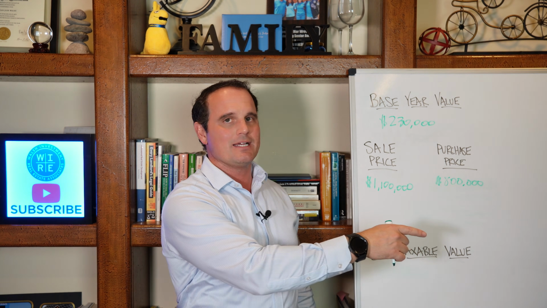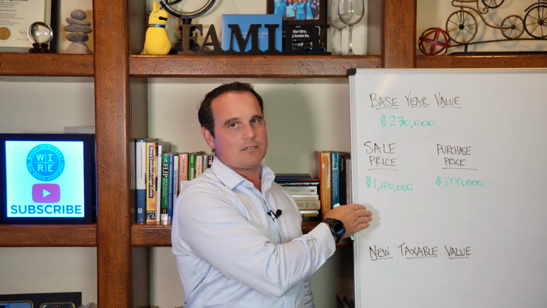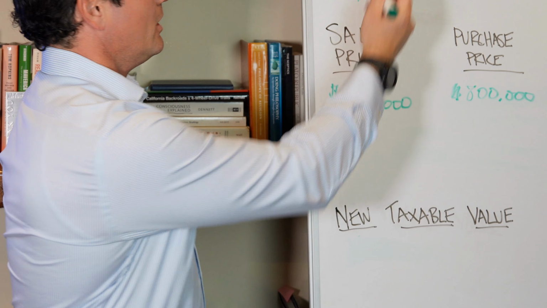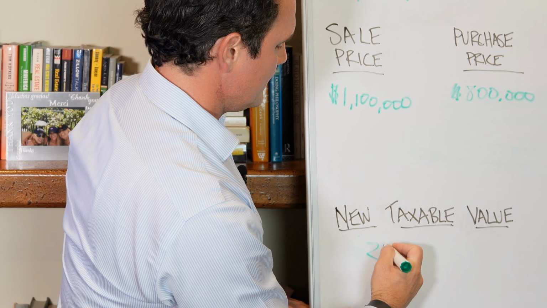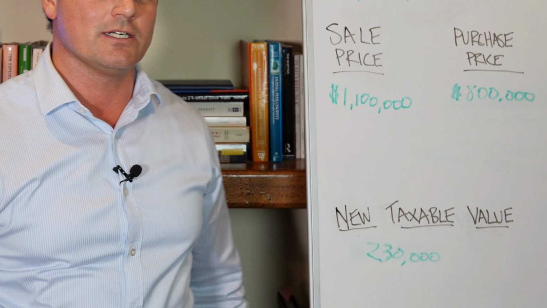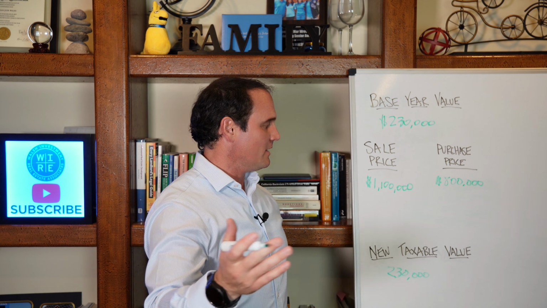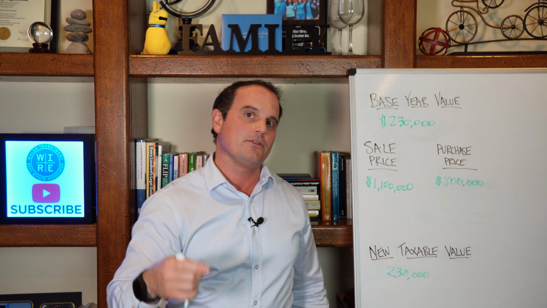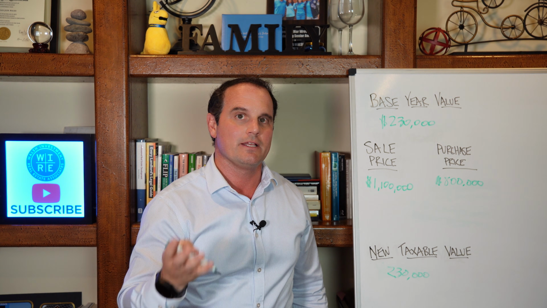Well, in this example, because the purchase price is lower than the sale price, there's actually no math to do. All you do is you bring down the base year value of $230,000. That is what the property taxes will be based on for anything that is at or below the sale price of the home that they've sold. And don't forget that we're real estate agents.